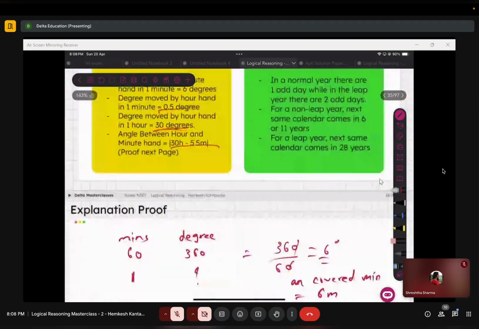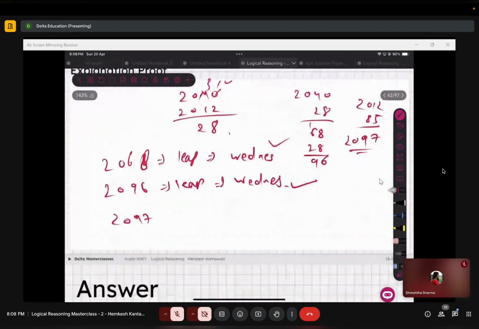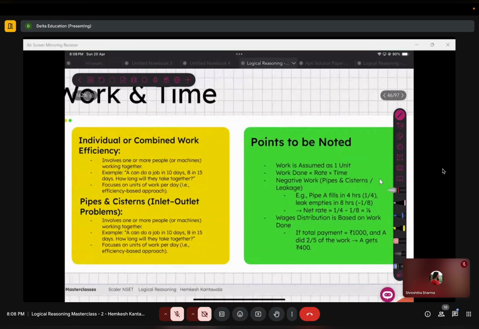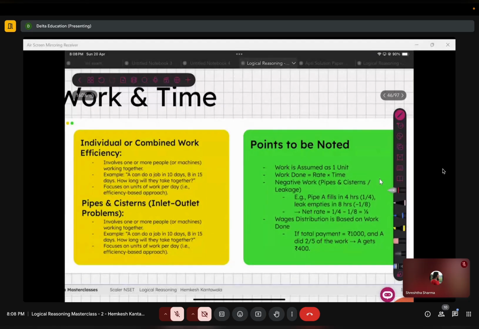Work and time. We reach the PPT. Before jumping to the question, first of all, the thing you need to know is that in any question, the total work that is asked is assumed to be 1 unit always. Also, you would definitely know that work done would be rate into time, or rate would be work done upon time. Rate is nothing but work with respect to time.